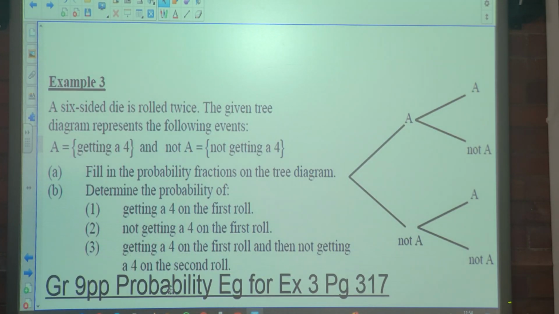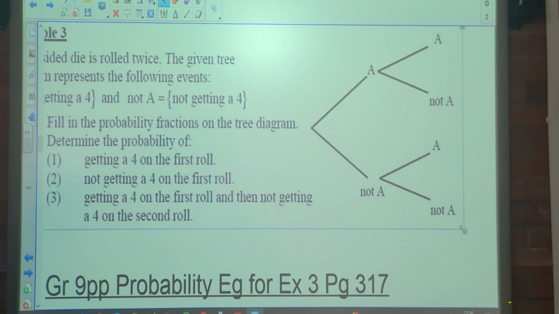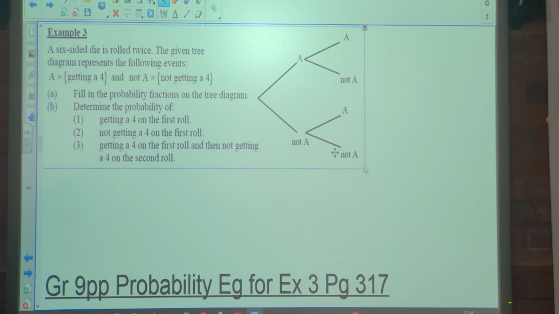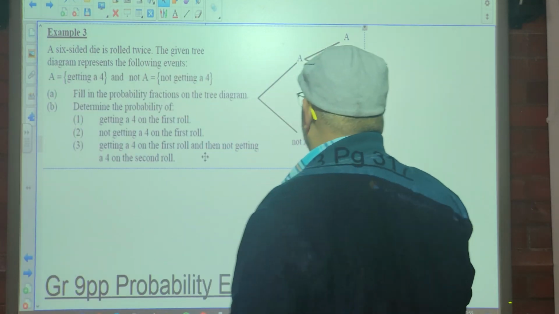Example 3. So now we are told that a 6-sided die is rolled twice. The given tree diagram represents the following events. A is getting a 4 and not A is not getting a 4. It's getting anything other than a 4. You guys understand? Right. Fill in the probability fraction on the tree diagram.